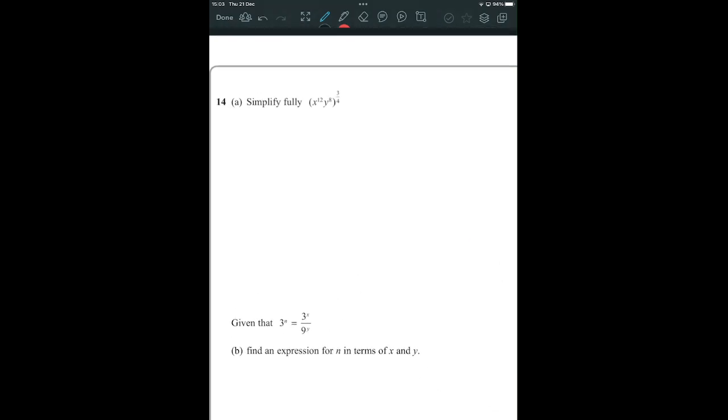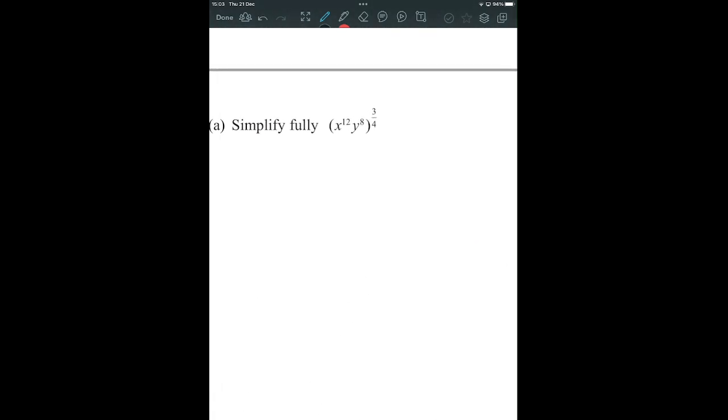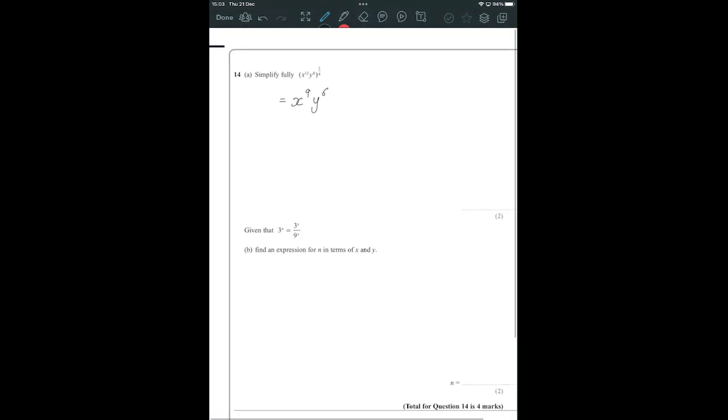Question 14, some index work now. Here we need to remember the fact that a power to a power is multiplying the powers. So I've got a power of 12 multiplied by 3/4, so it's now going to be x to the power of 9. Y to the power of 8 to the power of 3/4, 8 times 3/4 is 6. So x to the 9, y to the 6 is our answer.